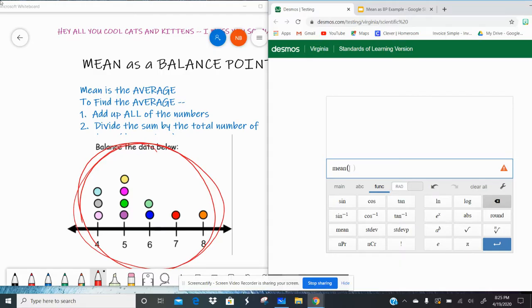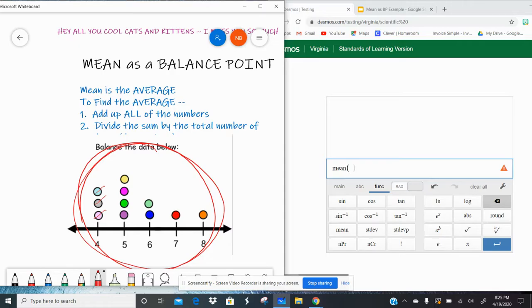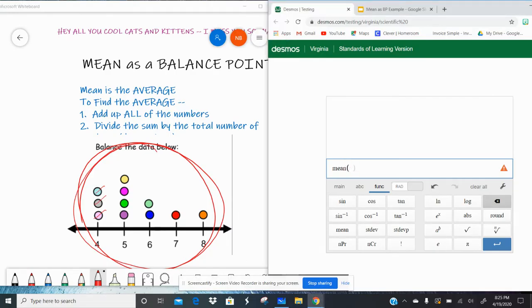So if you look here, I have 1, 2, 3, 4s. So I'm going to list them: 4, 4, 4. So you list all of the data points, but separate them by a comma. And then I have 4 5s. So comma, 1, 2, 3, 4 5s. I have 2 6s. So comma, 1, 2 6s. I have 1 7 and 1 8.